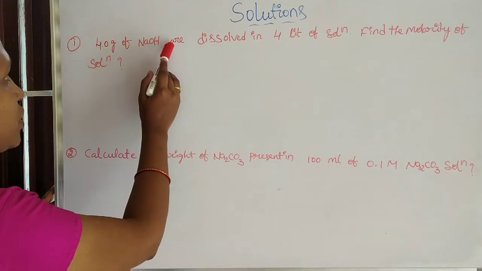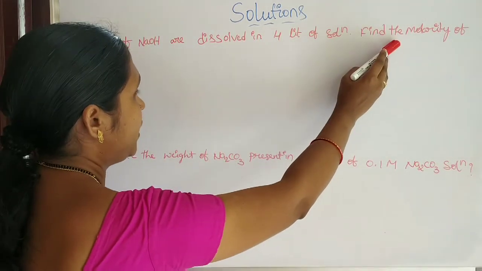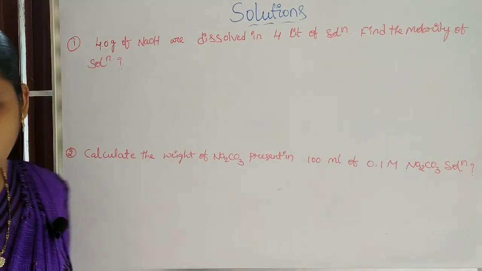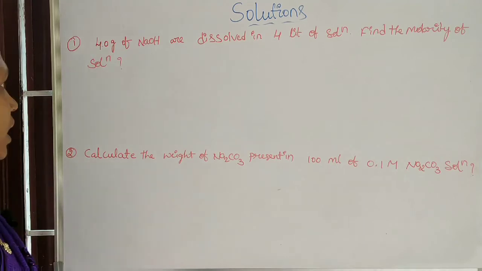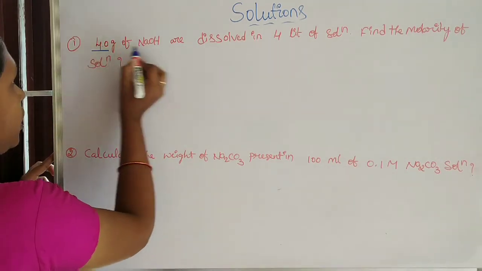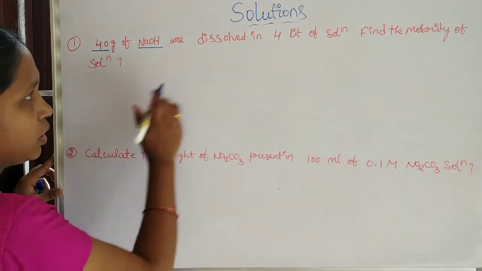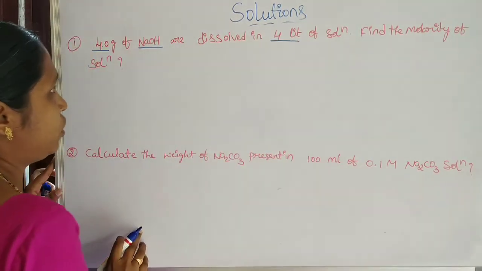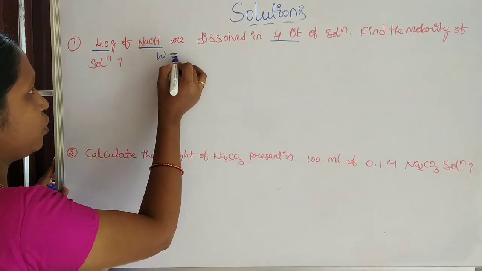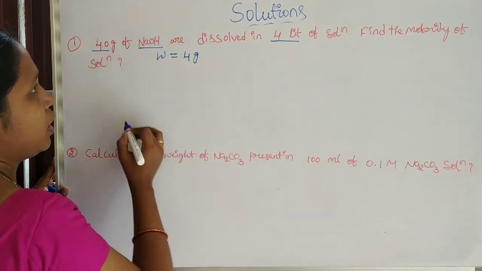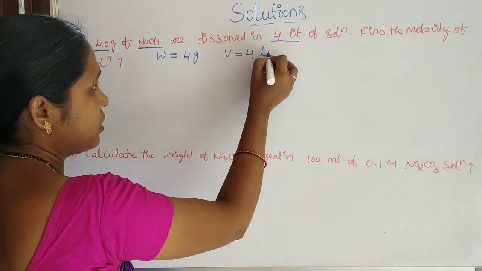First one: 4 grams of NaOH are dissolved in 4 liters of solution. Find the molarity of the solution. See here, in the question, the weight of the solute and the volume of the solution are given. Write down what is given: the weight of solute is 4 grams and the volume of solution is 4 liters.